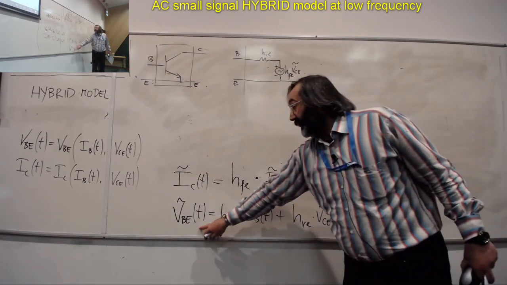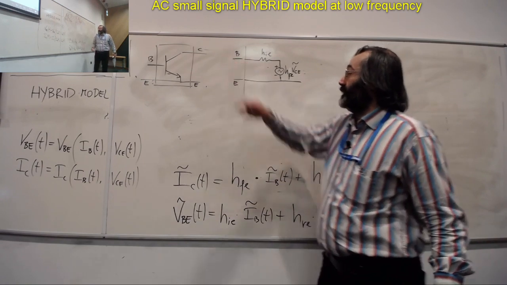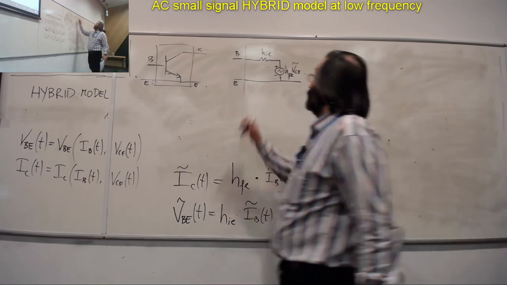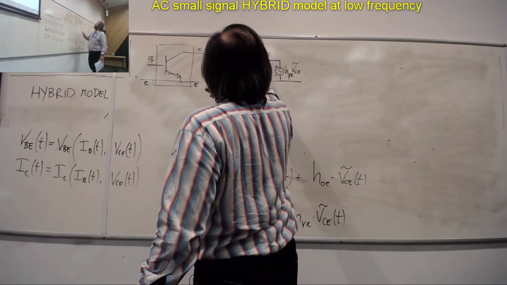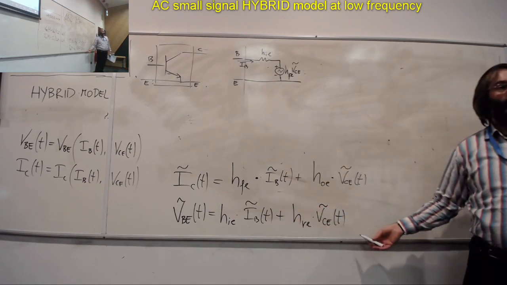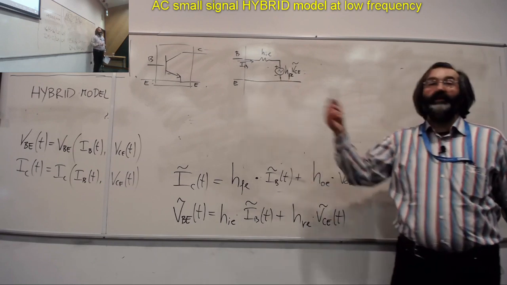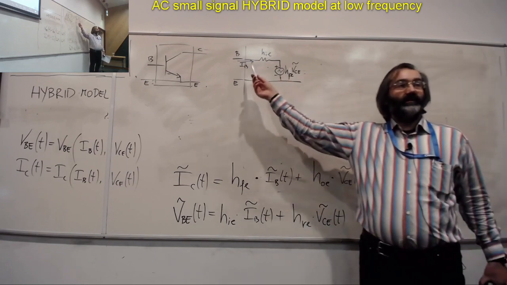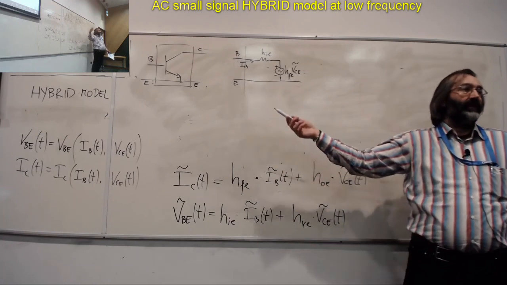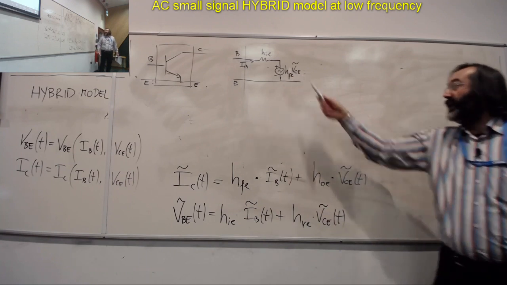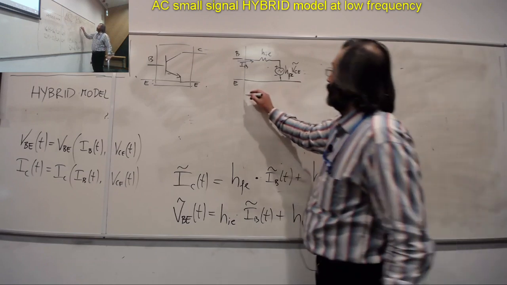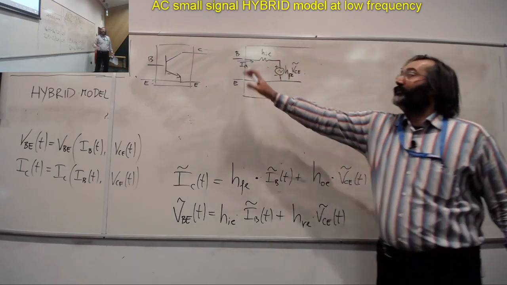So VBE, which is the potential across these two terminals, is a resistor times IB. IB is coming in here, remember? Plus a voltage. Isn't it represented by these two things? A resistor where IB is passing through, plus a voltage, a power supply, if you like, a generator, which is obviously given by HRE VCE, according to that. So I've drawn the input part of my model.